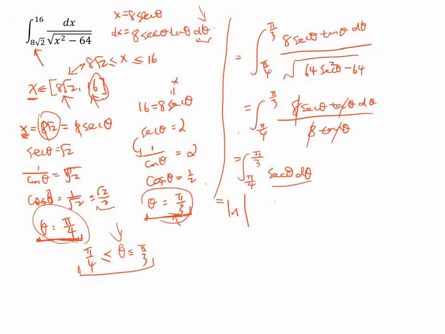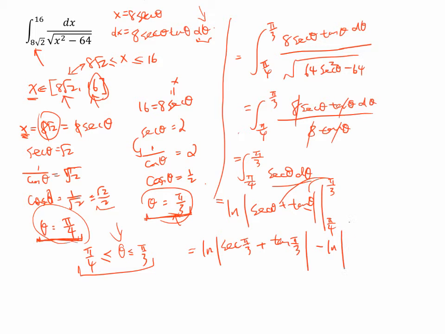So I apply the answer directly: natural log of secant theta plus tangent theta, from pi over 4 to pi over 3. Then plug in the numbers. Natural log of secant pi over 3 plus tangent pi over 3, plugging the bigger number into every theta position, minus plugging the smaller number into every theta position, secant pi over 4 plus tangent pi over 4. Okay, absolute value.